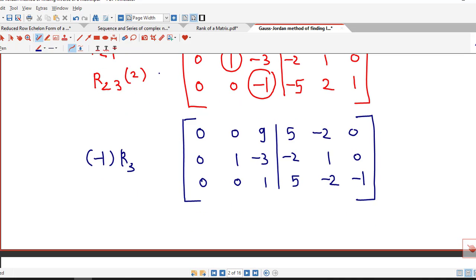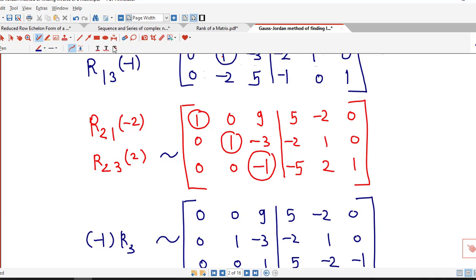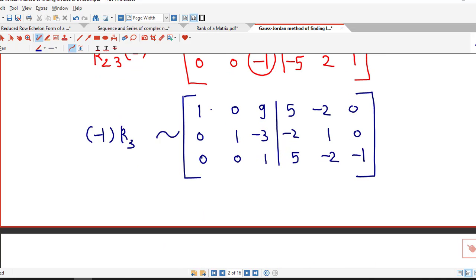So here we have to write the symbol of equivalence. So now here we have 1, so we write 1 here. Now this is the first non-zero entry of first row. This is the first non-zero entry of second row. All the entries below and above these entries are 0. This is the first non-zero entry of third row. It is made 1. Now we have to make these two entries 0.